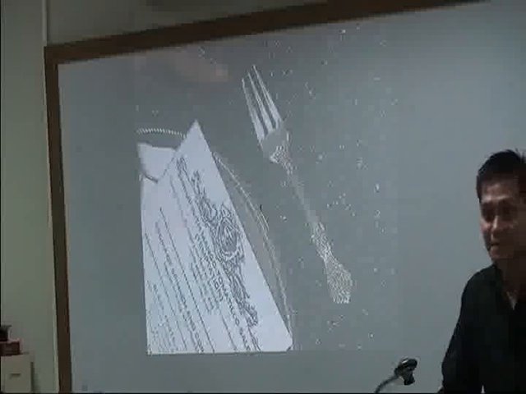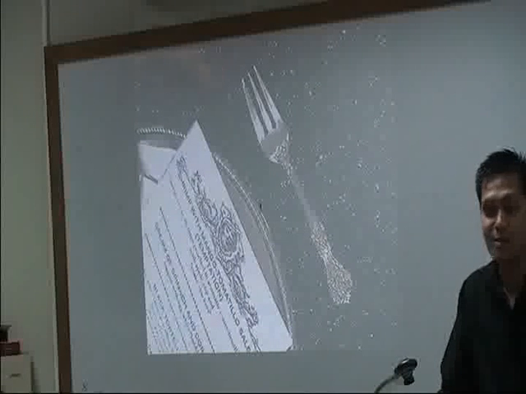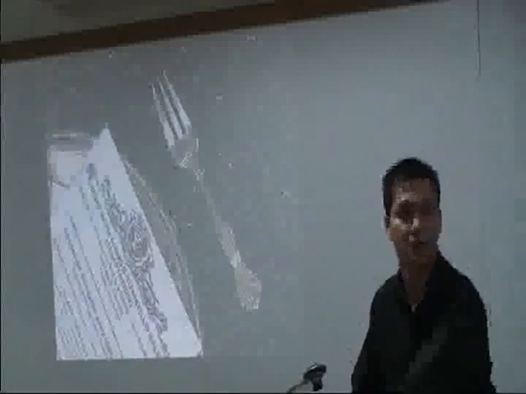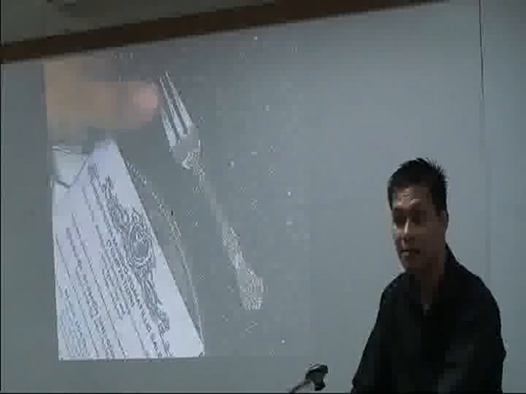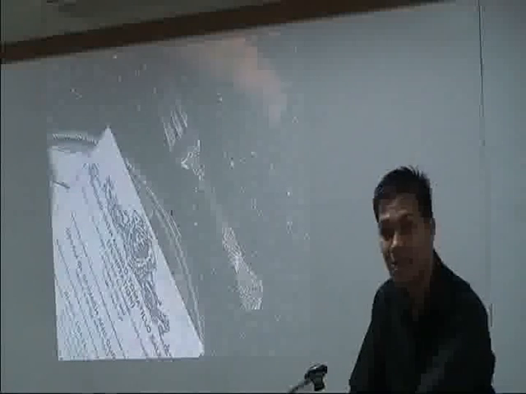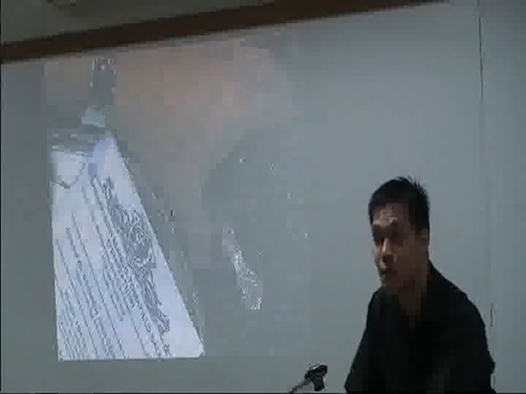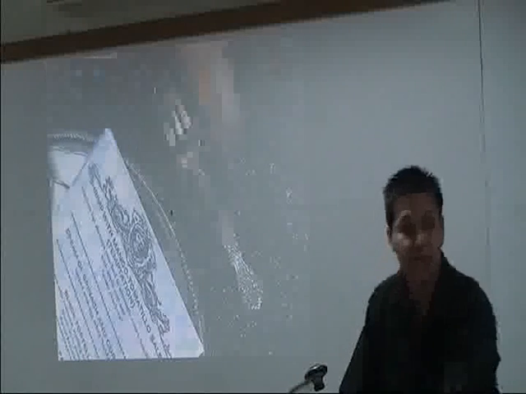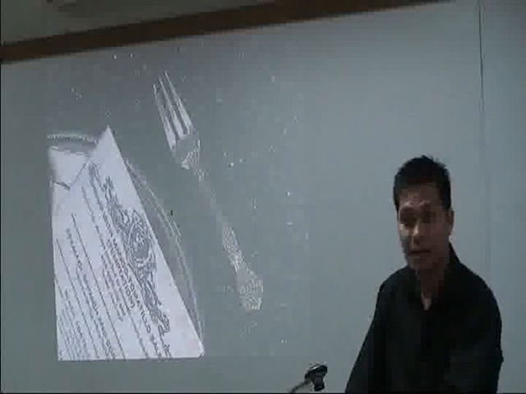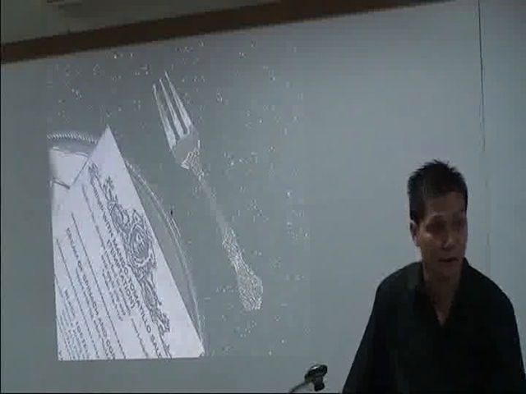Anything that is on the top or above the plate is for dessert. There's no such thing as a dinner fork or dinner knife above the plate. So anything above the plate is basically for dessert. It could be a dessert spoon, dessert knife, cake fork, or dessert fork.